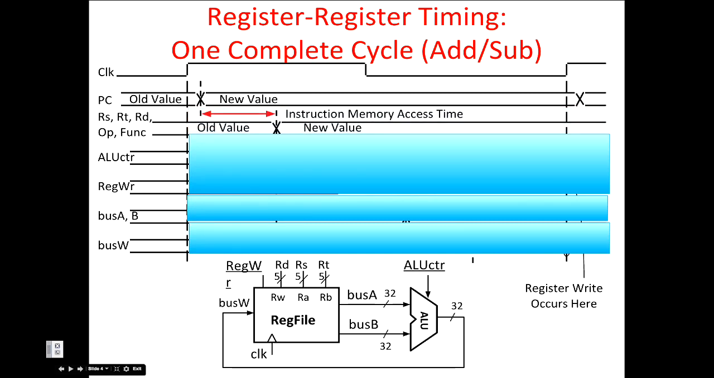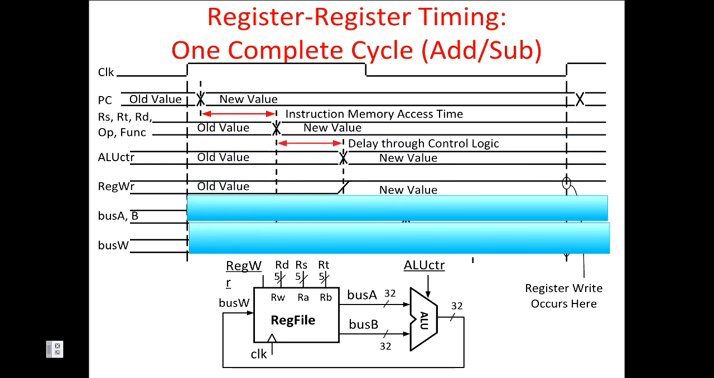Once I know my PC and I go to memory, it'll take some amount of time for me to actually get the instruction that I want to execute. So that's the instruction memory access time. Once we have that, we have this new instruction. Now we can start to decode this. We can break it up into RS, RT, RD, op, and func bits. In this example, we're looking just at add and sub, so we know these are the fields we're looking at.